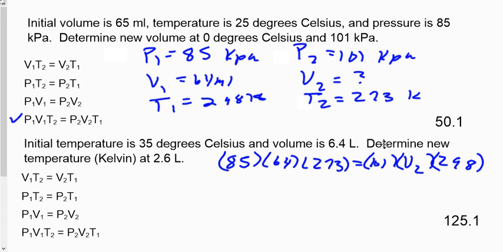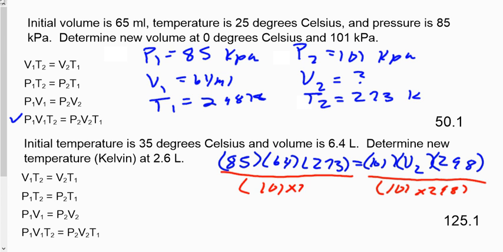Now I got to get V2 by itself, so I need to divide both sides. Now again, because I've got more than one number here, I do need a parenthesis: 101 and then times 298. So I'm going to divide this whole side by, again, parenthesis, 101 times 298. So mathematically, 85 times 64 times 273 divided by open parenthesis 101 times 298 close parenthesis. And I should get 50.1. And my volume is actually in milliliters. But remember, in the simulation, do not record milliliters.